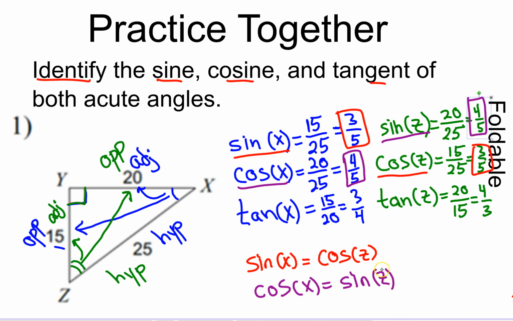So that's an important relationship. They're going to ask you questions like, if the sine of x is 4/5, what's the cosine of z? And you guys would then know that it's also 4/5.